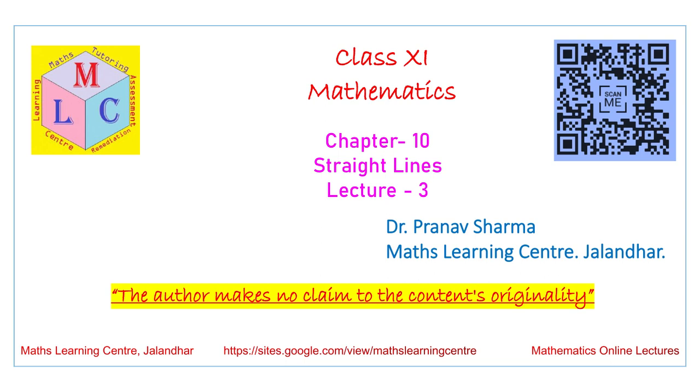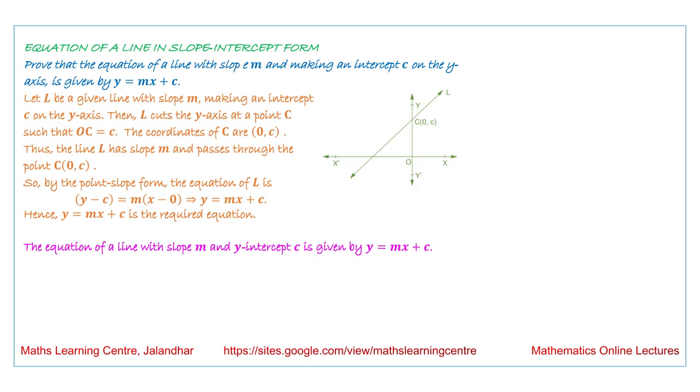We are going to start now lecture 3 of chapter 10, class 11th mathematics, straight lines. In this lecture we will talk about the next form of equation of a line. It is called the slope intercept form, where this term intercept, we are talking about the y-intercept over here.